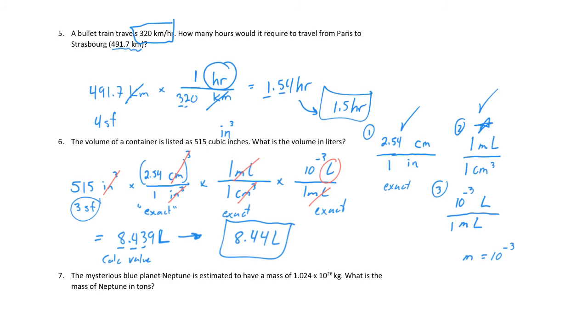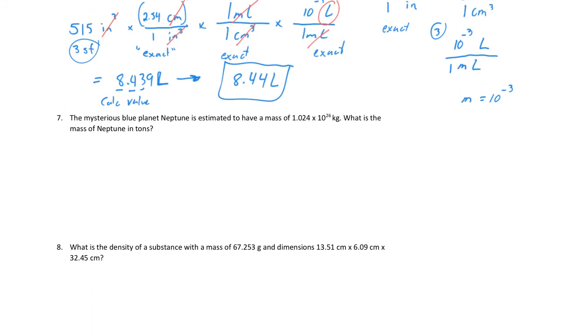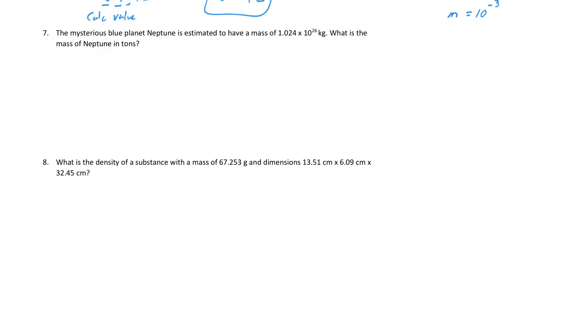In the next problem, we are being asked to convert the mass of the planet Neptune from kilograms into tons. So we're going to need to do a metric conversion, because kilograms is metric. We need to go from the metric system into the imperial or English system, things like pounds and tons.